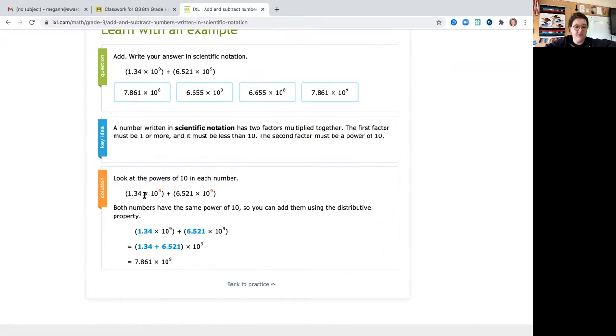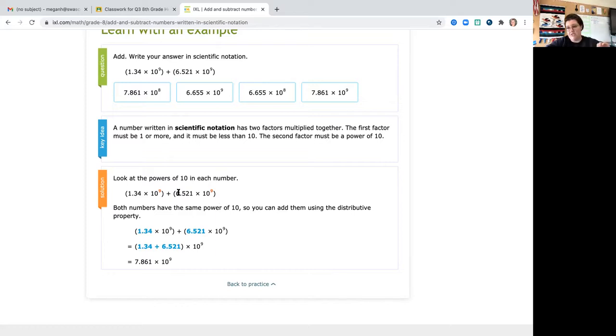And so basically what this is showing us is that if both of the scientific notation sections have the same exponent, they both have the same power of 10, you can use the distributive property to just add them and maintain the same exponent. So the only tricky part in this is if there's two different exponents, but if there's the same exponent, then all we're doing is just adding the base number, the 1.34 and the 6.521.